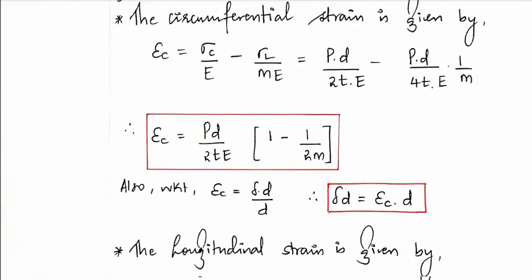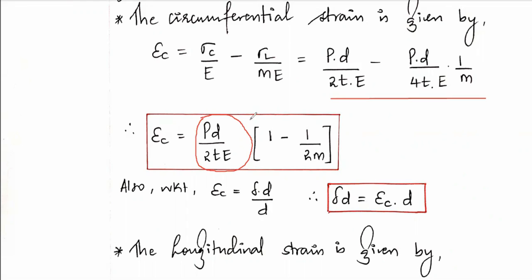Now here, if you just try to take out the common terms in between these two terms, we just try to check out what are the common terms. So PD divided by 2TE can be taken as a common term. If you are taking PD divided by 2TE as a common term, what will be remaining is 1 minus 1 divided by 2m. Okay, this is the common term.